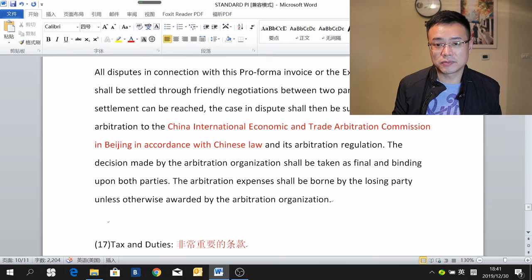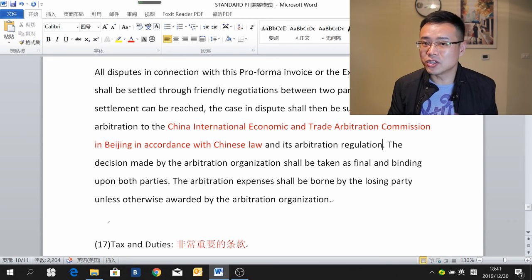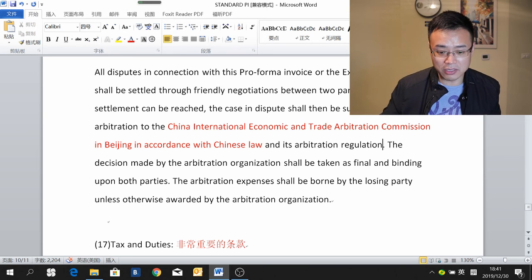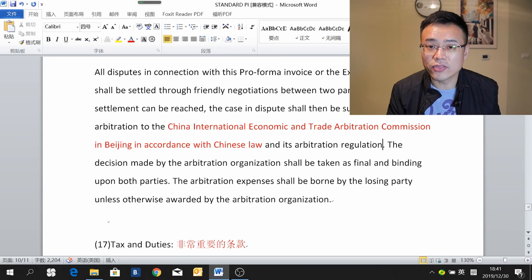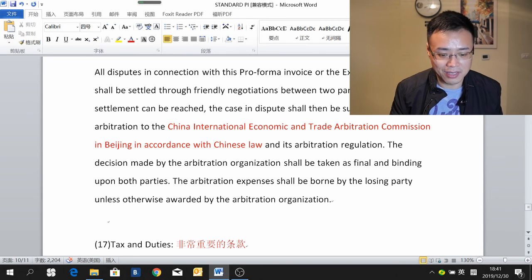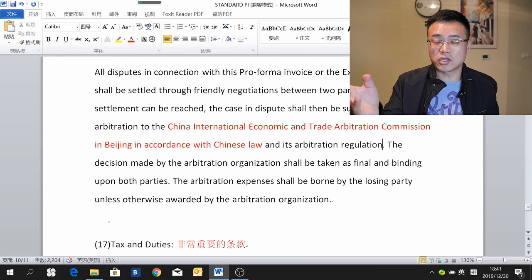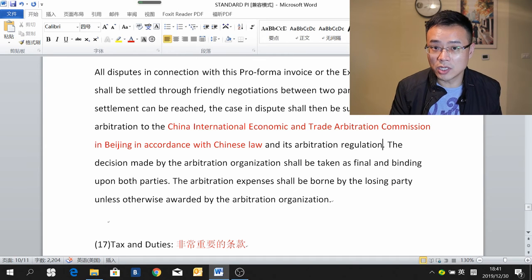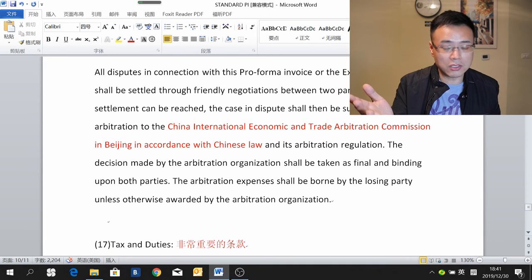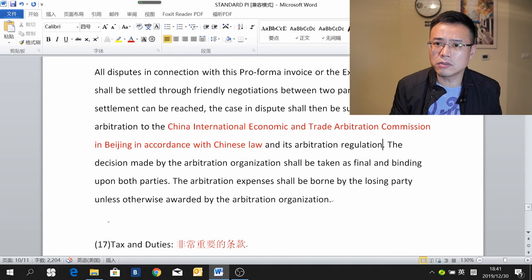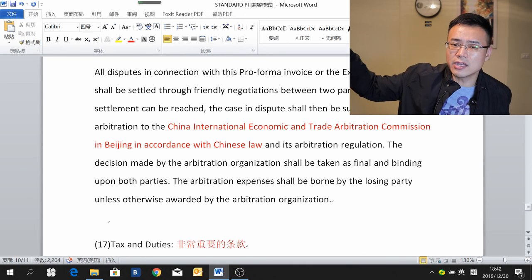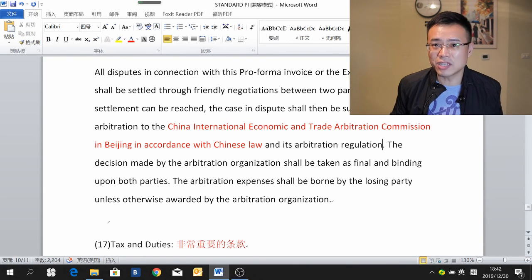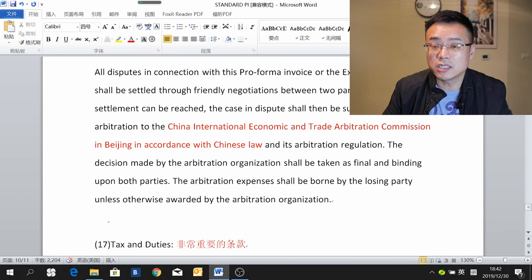Because for any client in the Middle East, in the US, in Europe, it's really hard for them to come to China and do arbitration with you. So if you choose China, that basically means there's no way for your client to win the case. If your client is in the USA and you put arbitration as the USA Arbitration Commission or USA Arbitration Council, then it's going to be your problem. If your client refuses to make payment to you, you have to travel all the way from China to the USA to win the case. You can imagine that's quite hard for you as a Chinese.